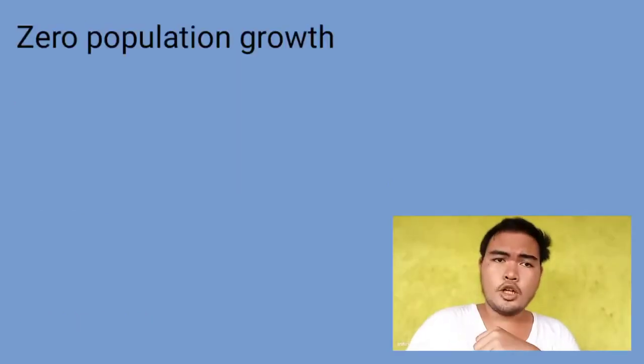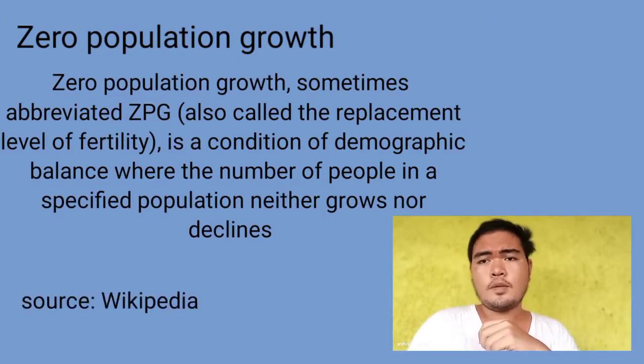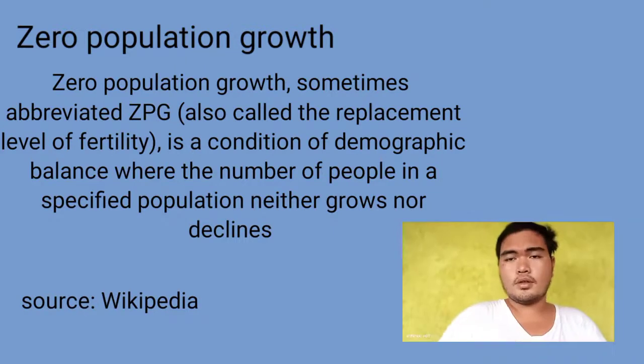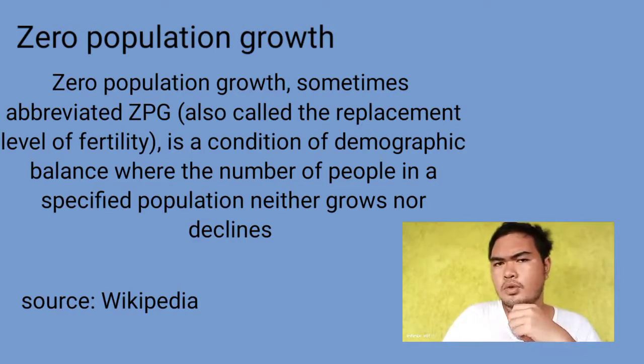Zero population growth, sometimes abbreviated ZPG, also called the replacement level of fertility, is a demographic balance where the number of people in a specified population neither grows nor declines, which means a population stays the same and there are no changes in the population number.